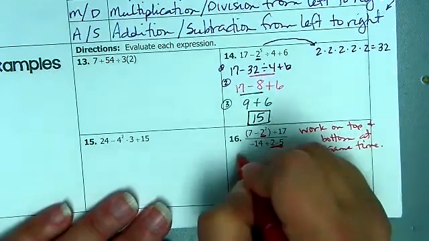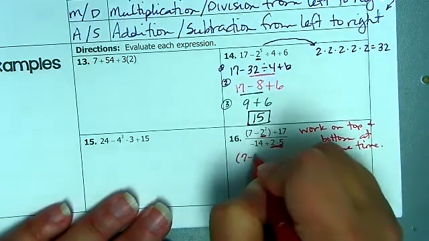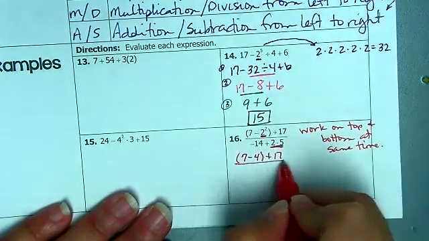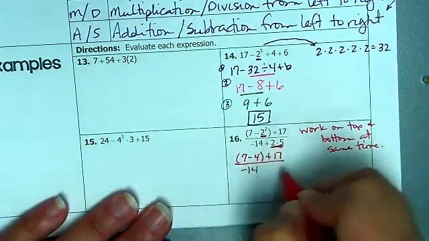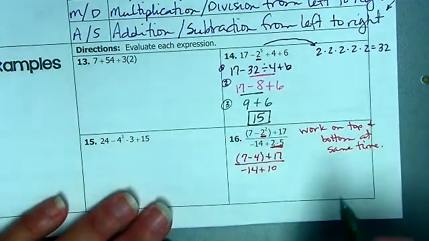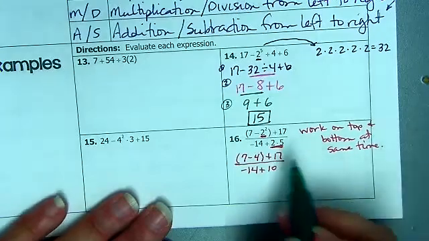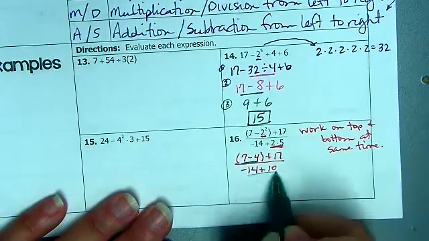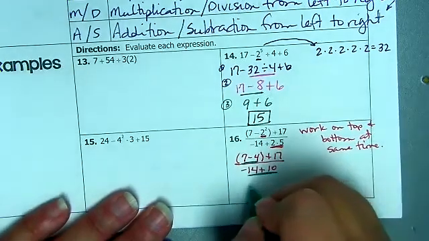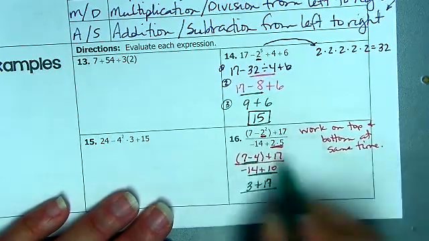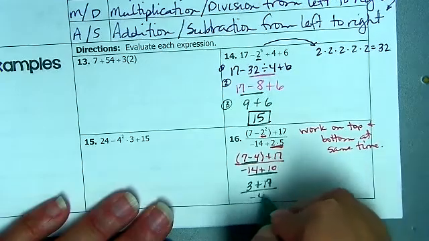So now I'm going to have open parentheses, 7 minus 4, close parentheses, plus 17, all over negative 14 plus 10. Next step. Now I'm going to simplify what's inside the parentheses, and I'm going to do this subtraction on the bottom. So I'm now going to have 7 minus 4, which is 3, plus 17, all over negative 14 plus 10 gives me a negative 4.